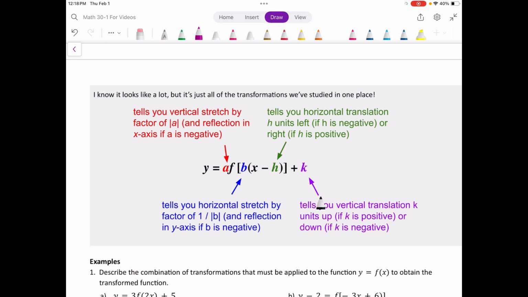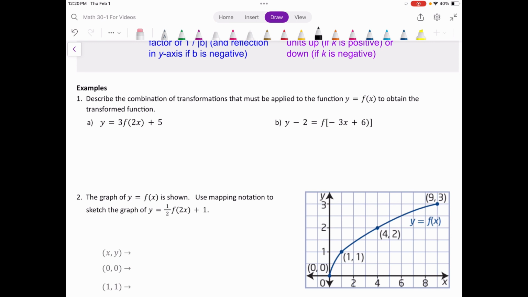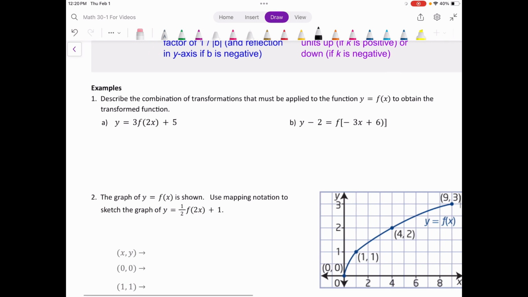For the vertical translation. Okay, so it's everything put into one convenient spot. We built up all the pieces, now we've finally put them together. Let's see if we can pick out the transformations that are happening to some graphs when they give us their equations in this function notation, the transformations represented in function notation.